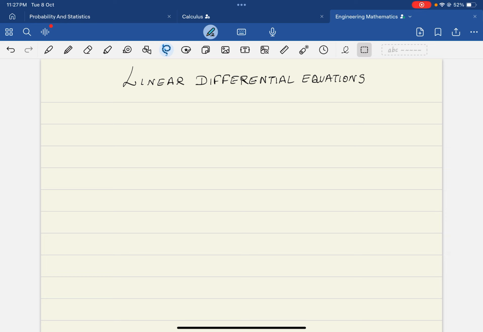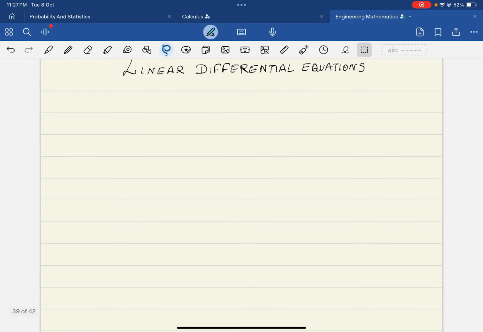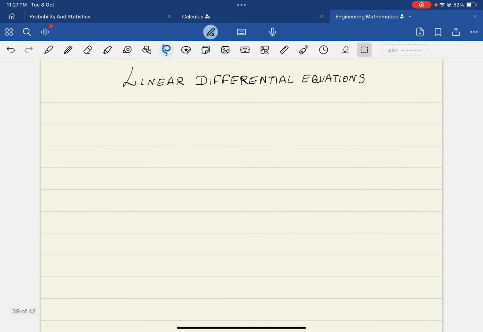In the last class, we did non-homogeneous differential equations and how to solve them. In today's lecture, I am going to discuss linear differential equations. What is the standard form of the linear differential equation? First, we write it, and then we proceed to solve the problems.